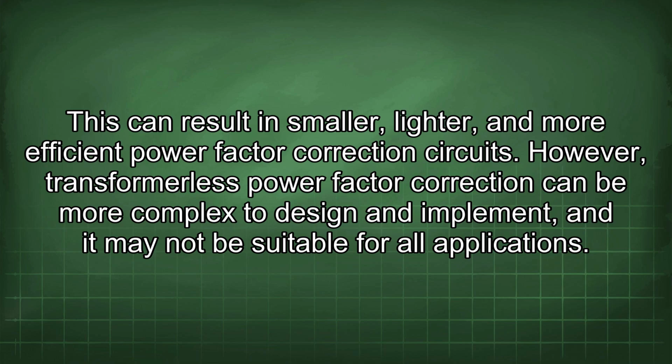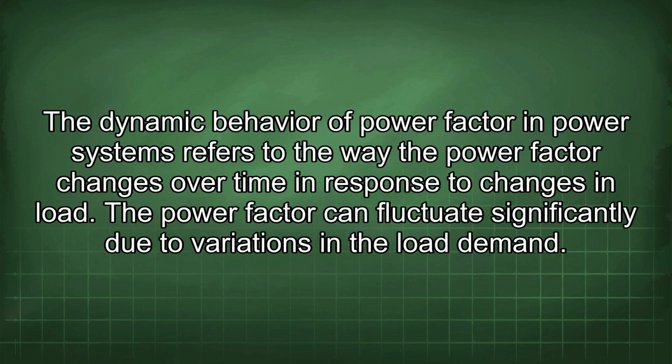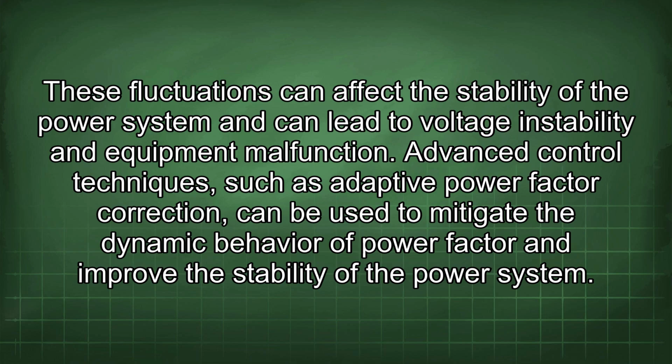The dynamic behavior of power factor in power systems refers to the way the power factor changes over time in response to changes in load. The power factor can fluctuate significantly due to variations in the load demand. These fluctuations can affect the stability of the power system and can lead to voltage instability and equipment malfunction. Advanced control techniques, such as adaptive power factor correction, can be used to mitigate the dynamic behavior of power factor and improve the stability of the power system.